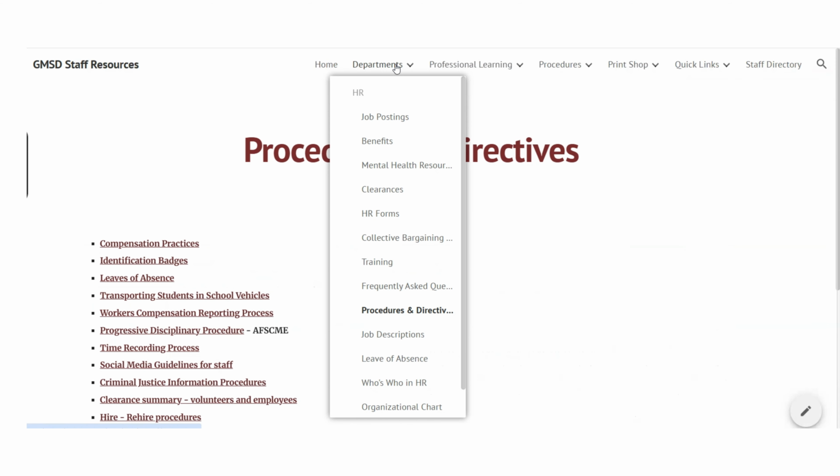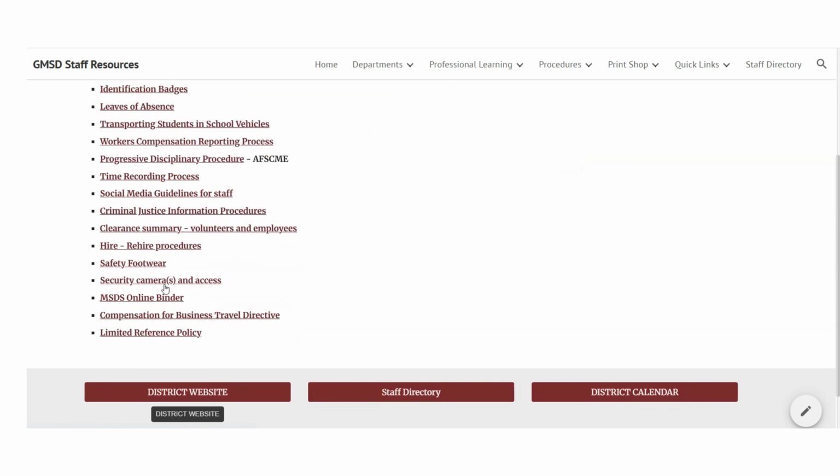In addition, if you navigate under Departments, HR, Procedures and Directives, you will see that there is additional information around social media guidelines for staff. This outlines some best practices for staff to utilize to ensure that they are not violating any social media guidelines related to their personal use of social media. Please read both of these areas. If you have any questions or concerns related to social media use, both in your capacity as an educator or personally, please contact the Director of Communications or Human Resources.